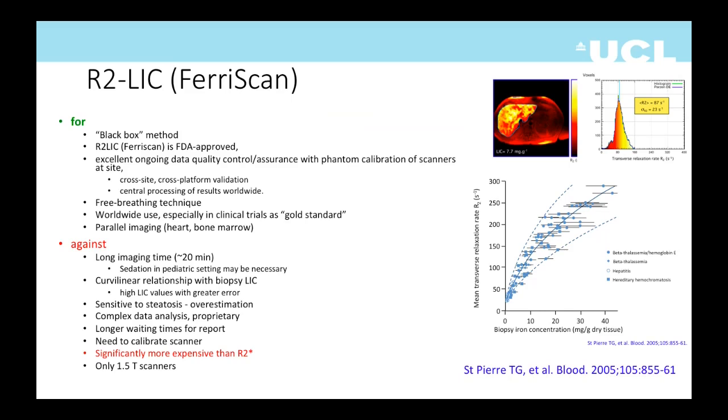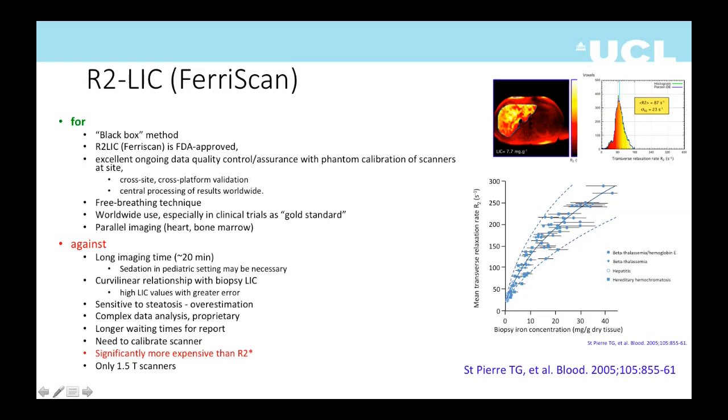It's cross-site and cross-platform validated. It uses manganese phantoms to calibrate scanners. And it's got some scope for parallel imaging. They do bone marrow, recently added to the service. They also do the heart, but they use the R2 star within the Ferriscan packet. And interestingly, it's a free breathing technique, so in some clinical context, this can be useful.